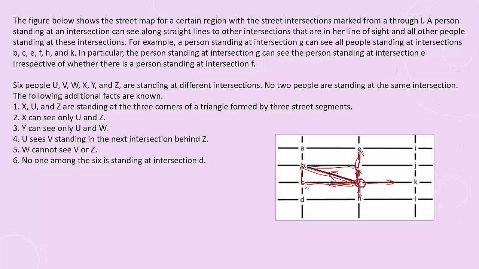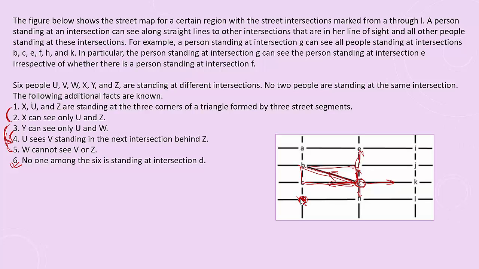So let's try to connect. What are the things we can connect? So let's see here. In the first one, I'm using X, U and Z. These two are definitely interconnected to each other. And then U sees V standing in the next intersection behind Z. So that means the next connection is nothing but connection 4th, right? Then I can connect 3. Then again I can move to 5, and then this is an important one here, right? So I can mark that nobody is available there. So let's cancel out this part, right?